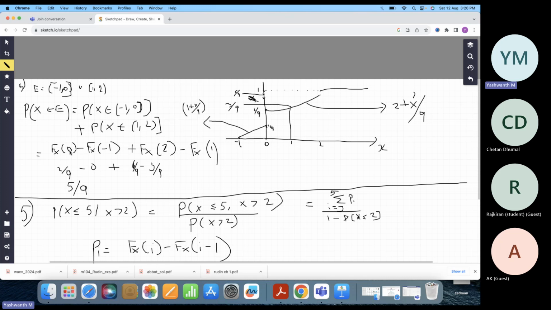it should be from the right side of the distribution, right? So when you come from the right to 0, what is the value that you see? Just above 0, we are close to 2 by 9, right? So that's why it is 2 by 9, not 1 by 9.